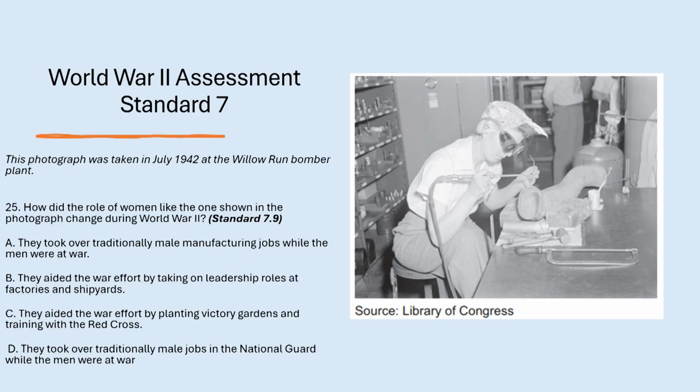This photograph was taken July 1942 at the Willow Run bomber plant. How did the role of women like the one shown in the photograph change during World War II? They took over traditionally male manufacturing jobs while the men were at war. They aided the war effort by taking on leadership roles in factories and shipyards. They aided the war effort by planting victory gardens and training with the Red Cross. Well, she isn't planting any garden over there. They took over traditionally male jobs in the National Guard while the men were at work. The best answer is A.